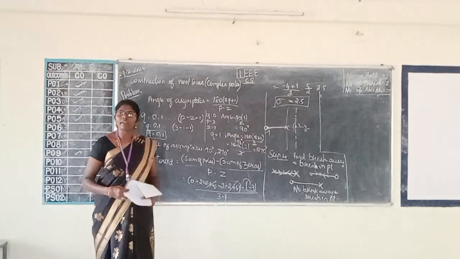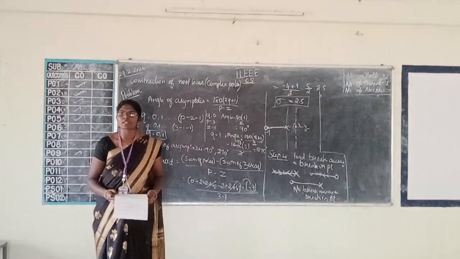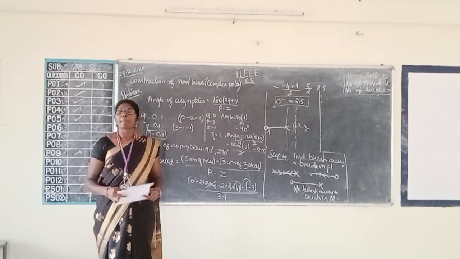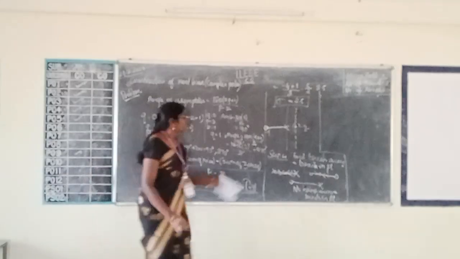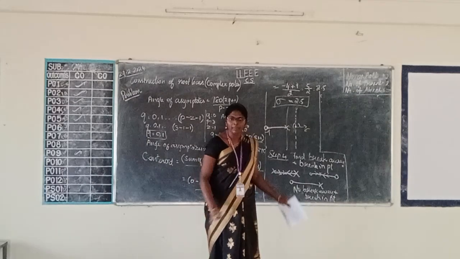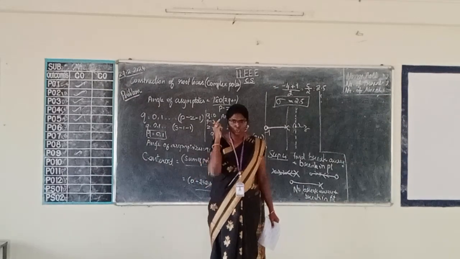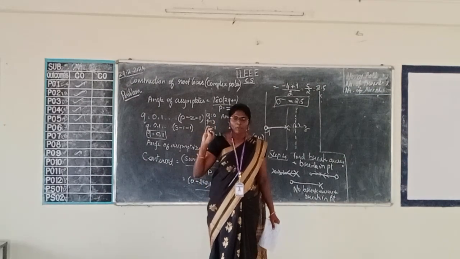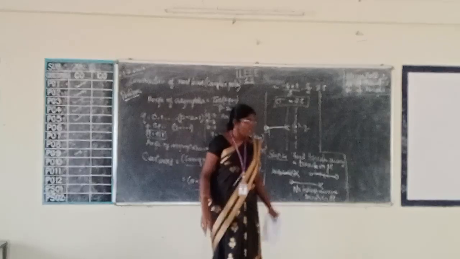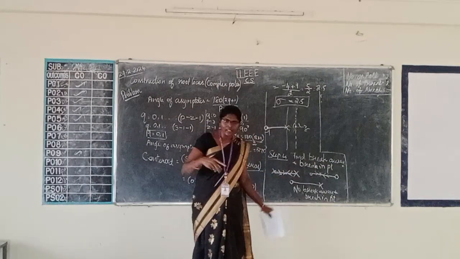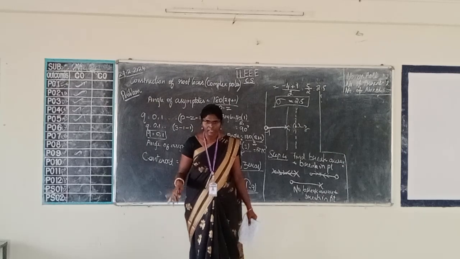In our question, we have complex poles. Complex poles, so there is no breakaway and break-in point. These two things you should keep in mind. In our problem there are complex poles, and our locus lies between a pole and a zero. So no breakaway and break-in point.